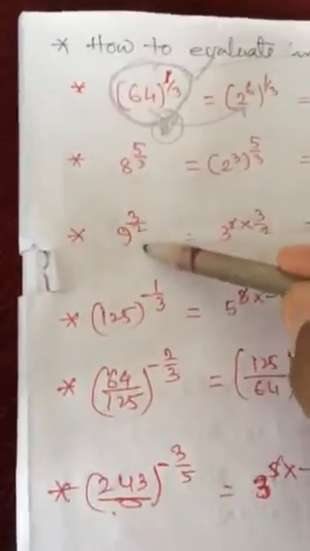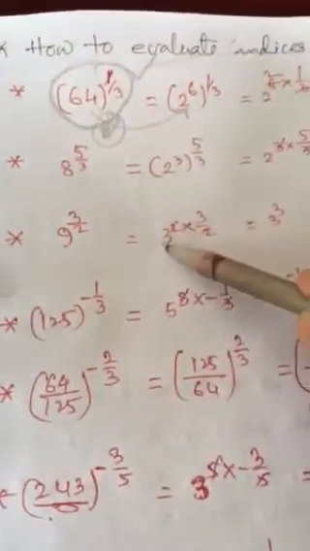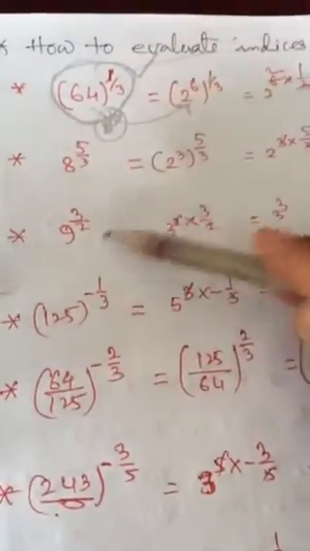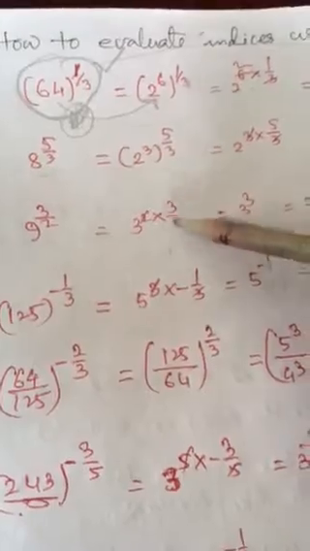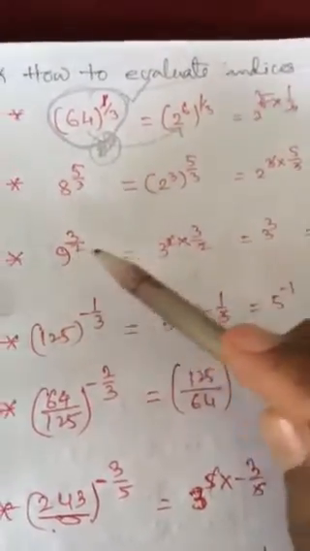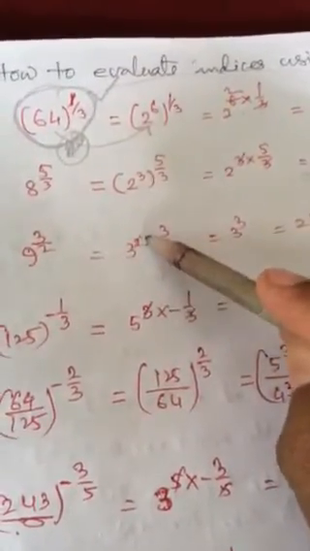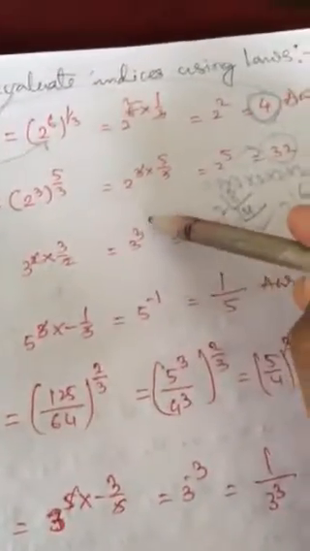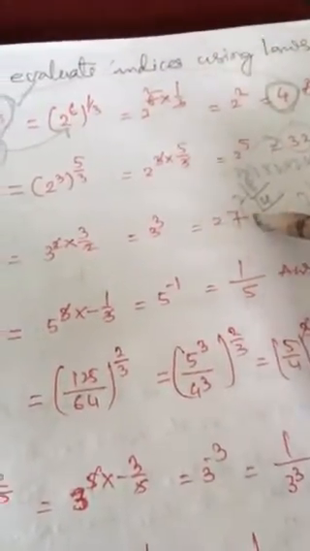Okay, so another example you see here, 9 to the power 3 by 2. 9 can be written 3 to the power 2. And the other power 3 by 2 is already given, multiply 3 by 2. Powers multiplied, no? So 9 can be written 3 to the power 2 and 3 by 2 is already given. So multiplied, 2 cancels. 3 to the power 3, that is 27 is the answer.